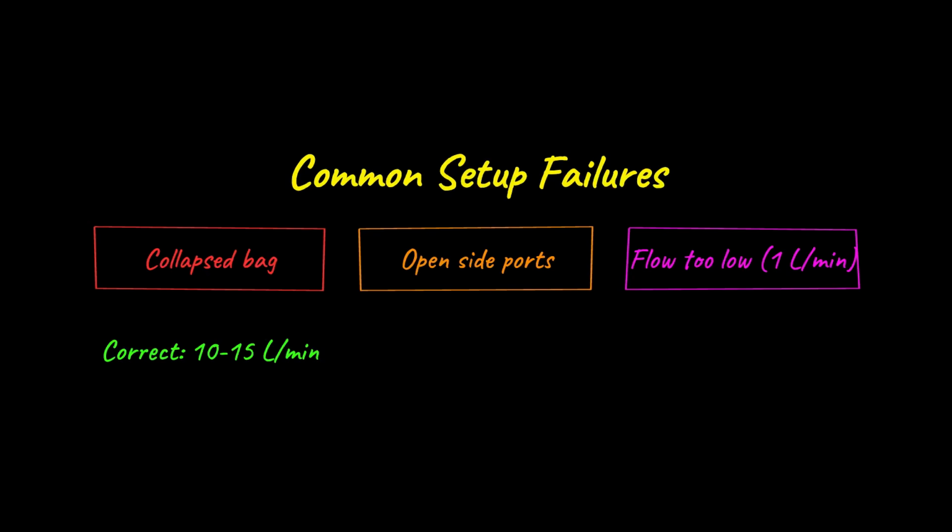Flow must stay at 10 to 15 liters per minute, not 1, to keep the reservoir properly inflated. Picture a hypoxic patient placed on a non-rebreather at 15 liters per minute. The bag stays plump through inspiration, and saturation climbs into the 90s within minutes, confirming the device is delivering as designed.